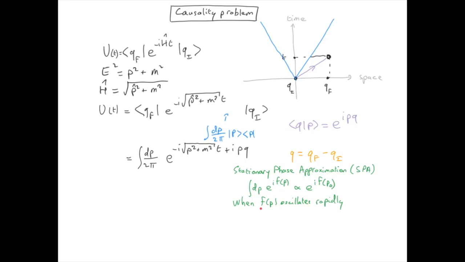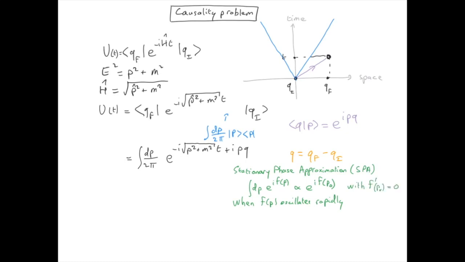When the function f oscillates rapidly with the variable p, we see that the real part and the imaginary part of the exponential oscillate rapidly between -1 and 1. So summing over p gives essentially 0, except when the function f doesn't vary with p, and that's obtained for p equal p0, corresponding to a stationary point of the function f, so when the derivative of f with respect to p is equal to 0.